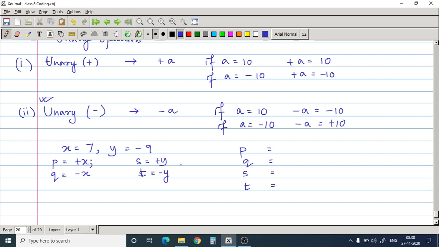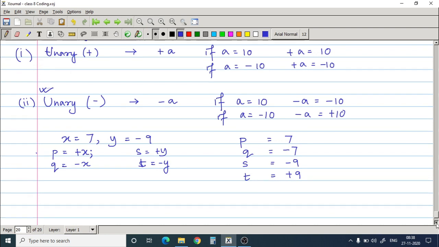Let's evaluate. P equals plus x. Plus x means plus 7 without changing the sign of 7. So it will be 7. Q is minus x. So it will be minus 7. S is plus y. So it will remain minus 9. And t equals minus y. So this will become plus 9. Okay. So these are the unary plus and minus signs.